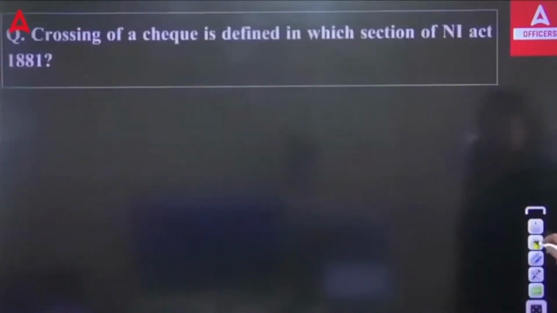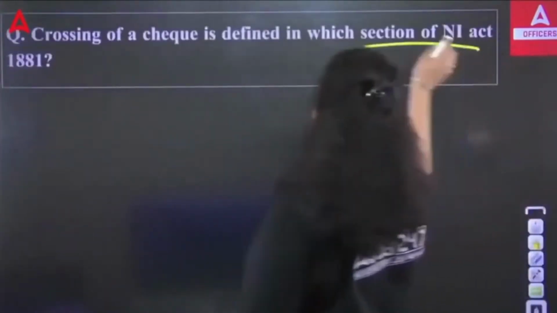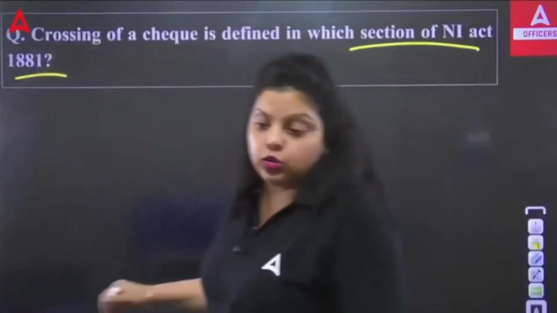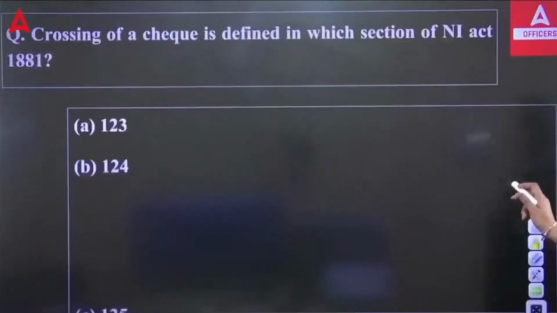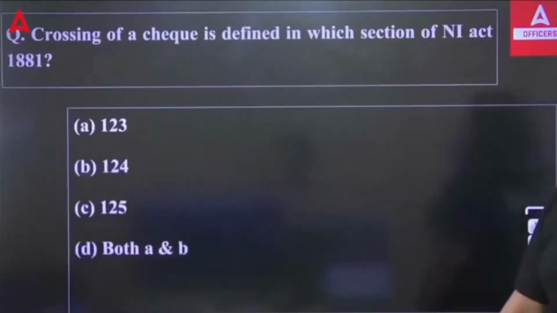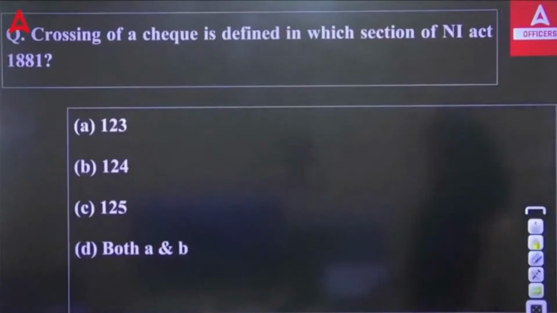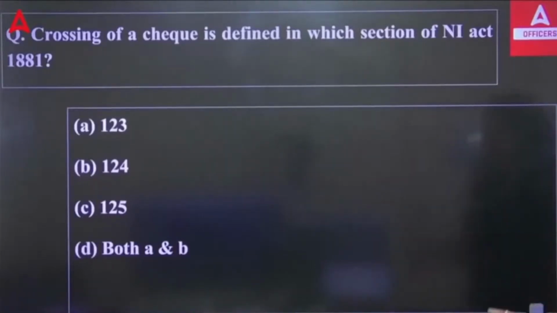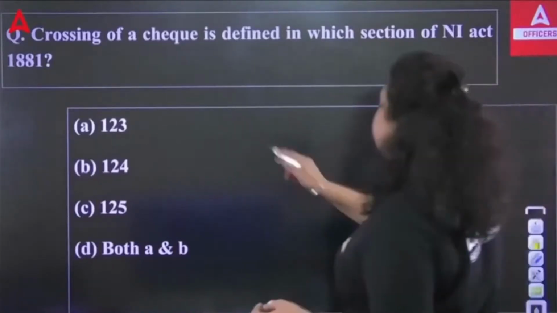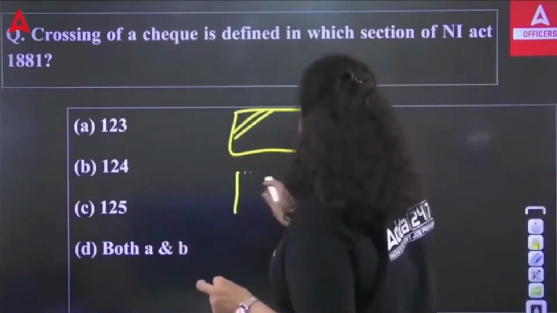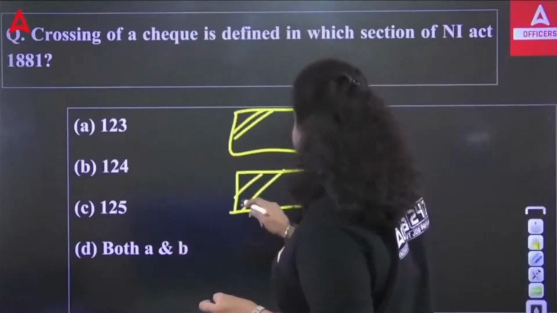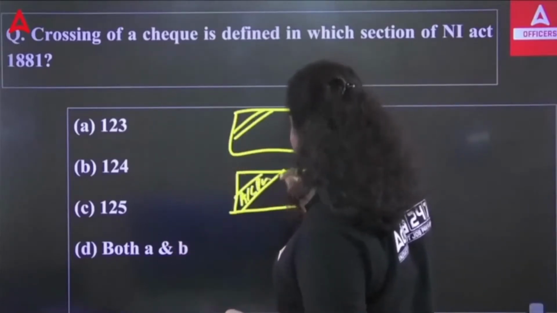Next. Crossing of a check is defined in which section of the Negotiable Instruments Act 1881? Crossing of a check will be of three types. The sections are 123, 124, 125, or both A and B. Which of the following is correct? If I talk about crossing, there are three types. We have a general crossing, in which on the top left side of the check, two parallel lines will be there. Then we have account payee crossing, in which between the two parallel lines, at the top left, it will be written account payee.